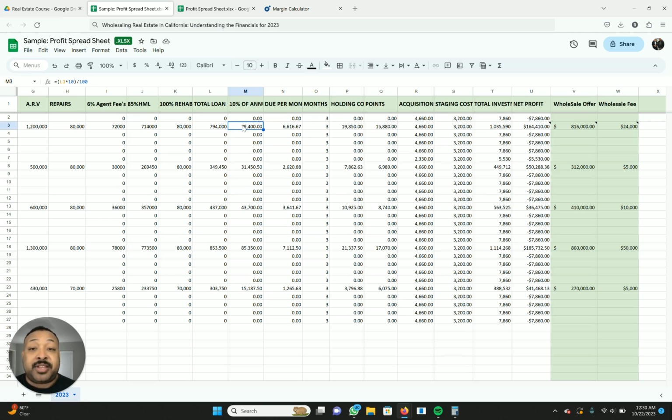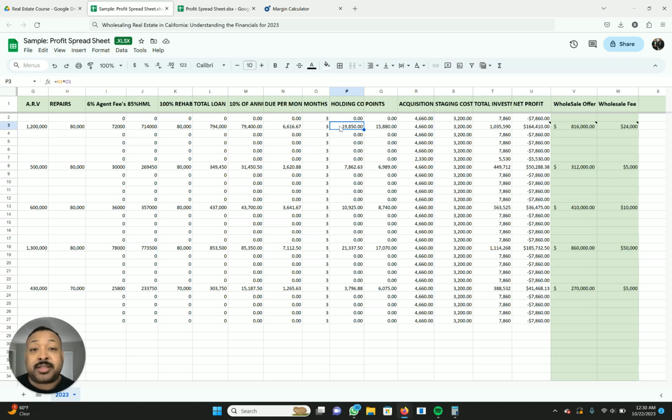But when these guys flip these homes, they don't want to hold it that long. So on average, I have 3 months right here. You guys can use this number. Everything I have on here is a median number that you want to use. And this is what they're going to be paying on a monthly basis, $6,616. And the total holding cost for 3 months is going to be close to around $20,000.